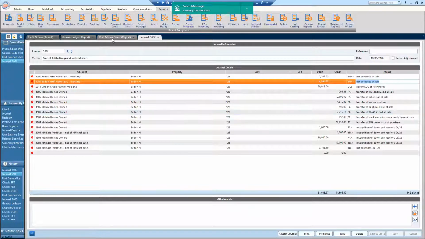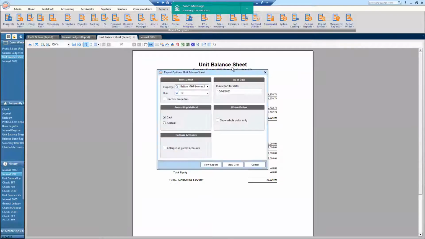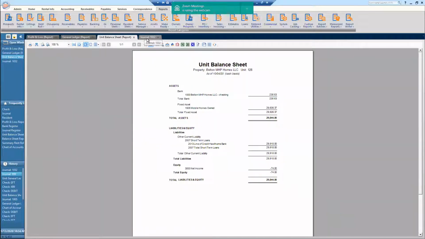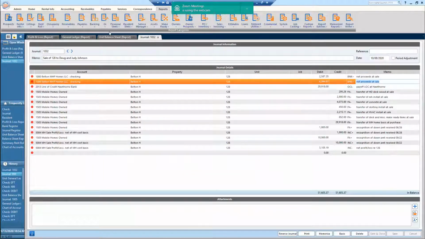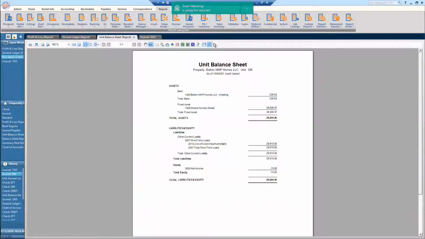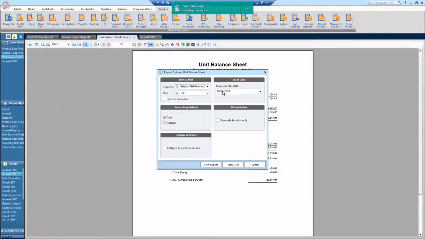So let's go run the unit balance sheet for 128. Let me see the day of this journal. We sold this home. Uh-oh, we got ourselves an error. No, wait, it's the 8th. You're okay. That was dated 10/4 from the last one. I'm going to change it to 10/8.